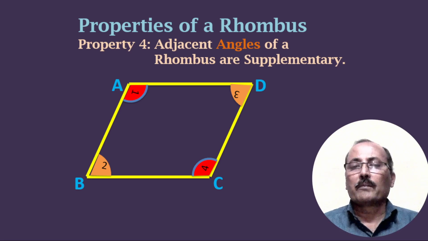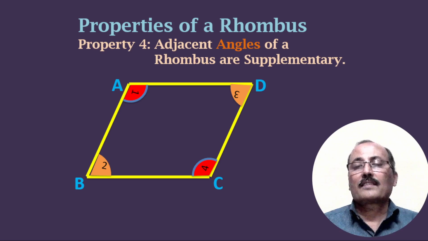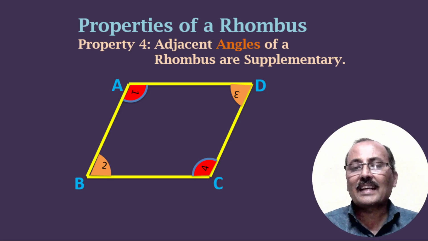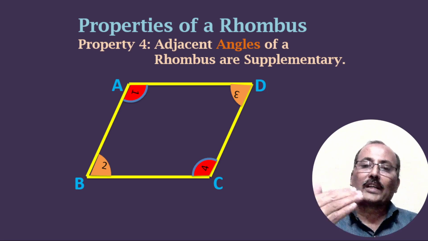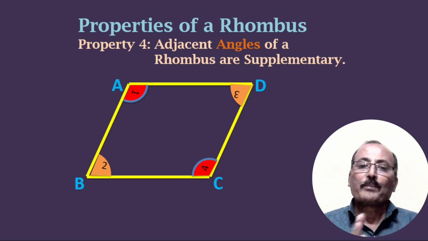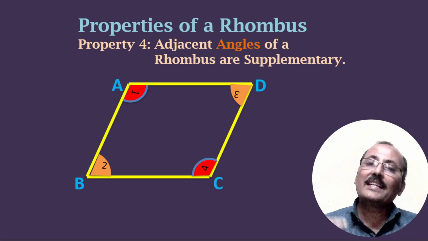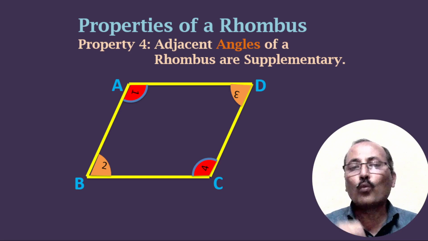Next property, property number 4, adjacent angles of a rhombus are supplementary. What are those adjacent angles here? 1 and 2, that is A and B are adjacent. B and C also adjacent, C and D are adjacent, D and A are adjacent. We are going to prove any one pair.